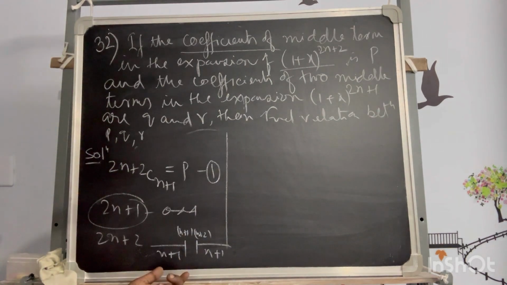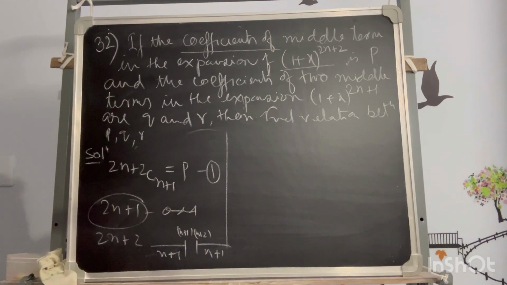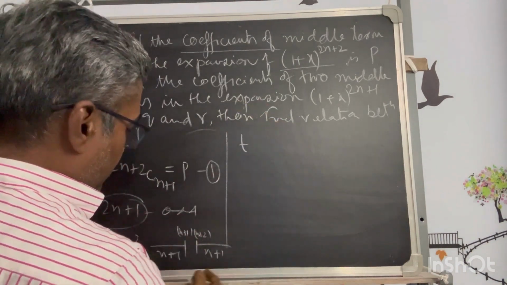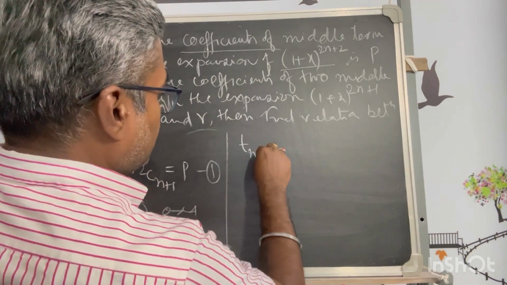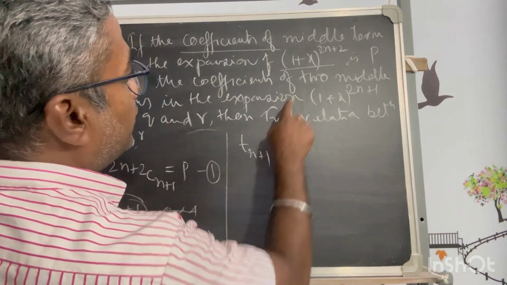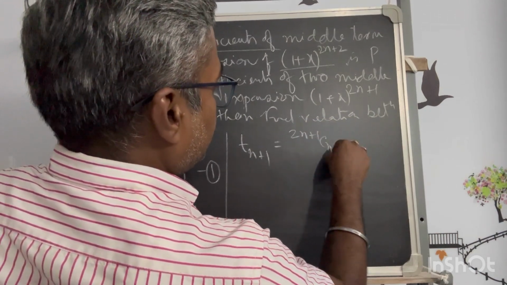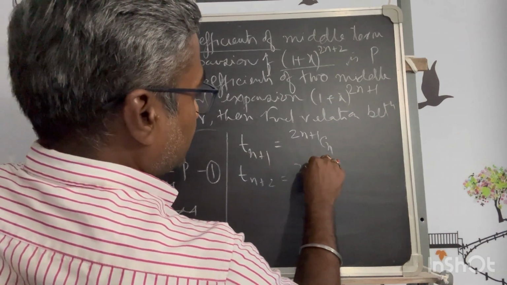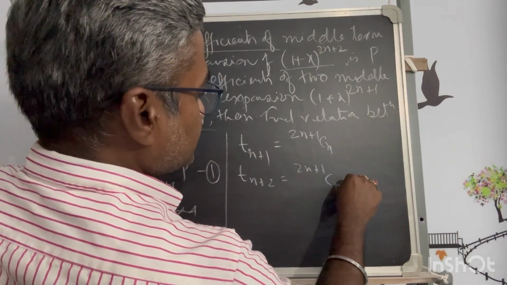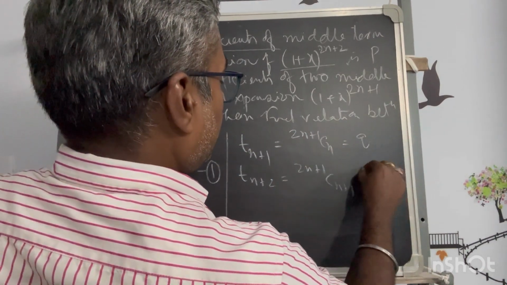By the logic you can also get it, because the number of terms up to here is n plus 1, so this is the n plus 1th term, and the next one will be the n plus 2th term. So it will be very easy. You need not remember the formulas. If you understand the logic, you will get it easily. So the t(n+1) term of this series will have coefficient 2n plus 1 C n, and for the next one it will be 2n plus 1 C n plus 1, and respectively these are given as q and r.